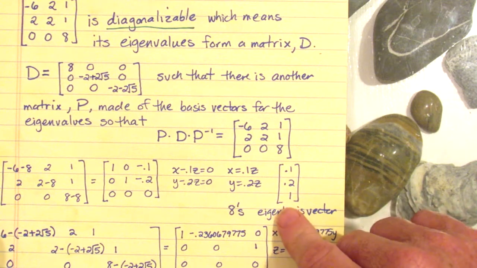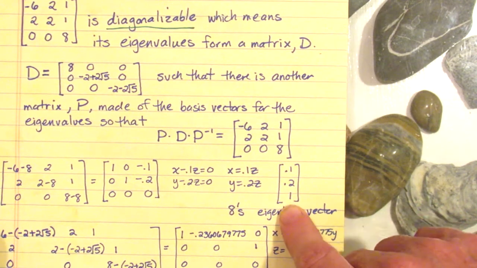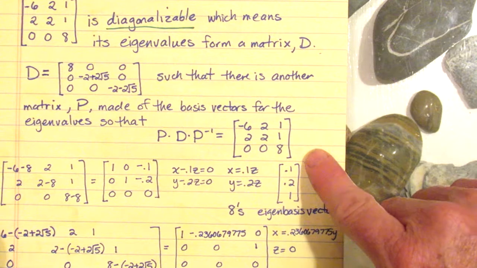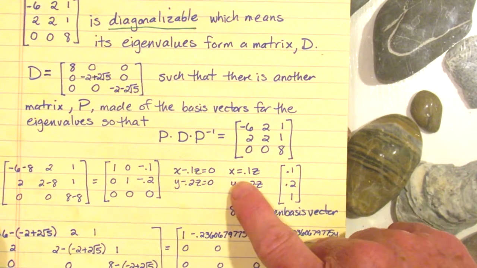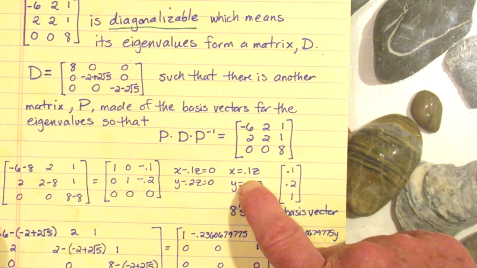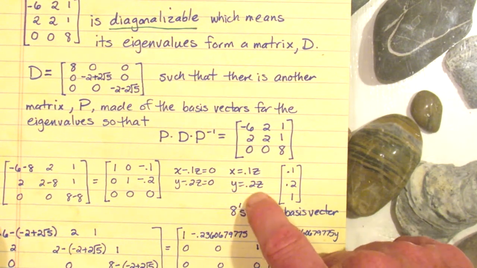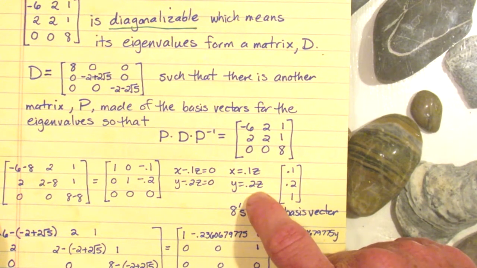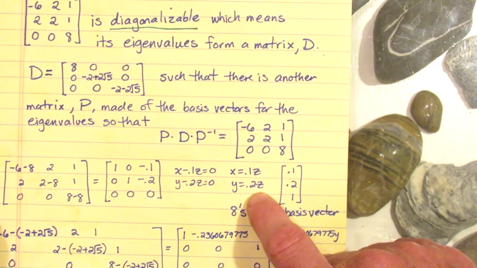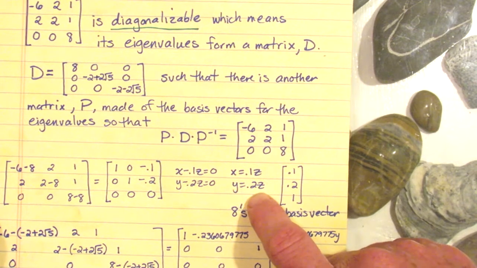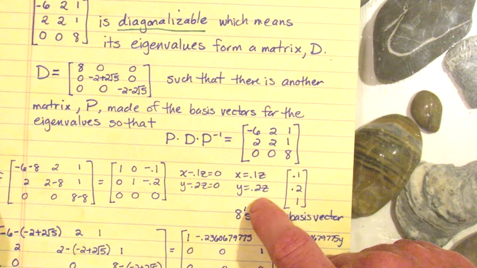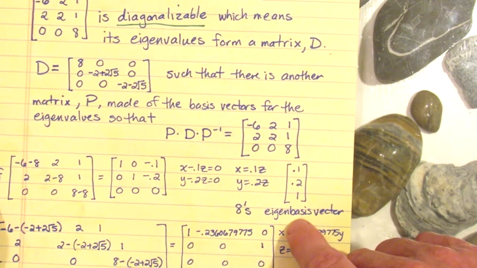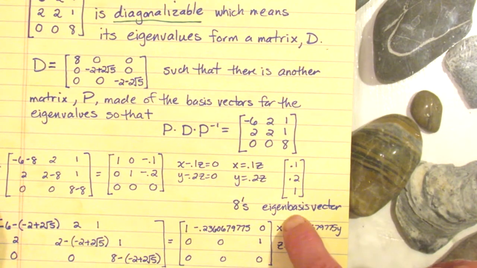That gives us a general basis vector of 0.1, 0.2, 1. That means that x is always 0.1 times whatever z is, y is equal to 0.2 times whatever z is, and any vector that fits that form will be an eigenvector for the eigenvalue 8 and this original 3x3 matrix. So this is the eigenbasis vector for 8.